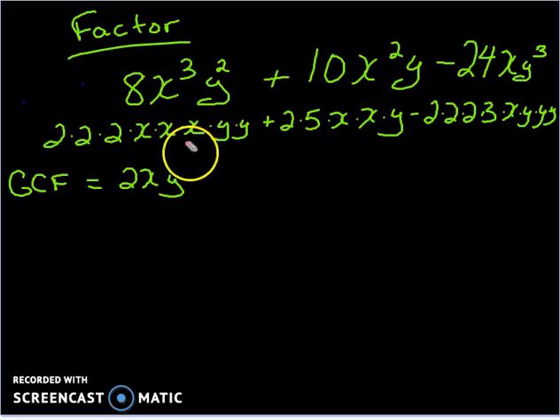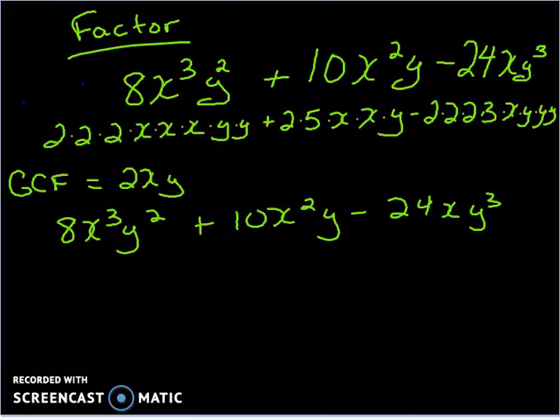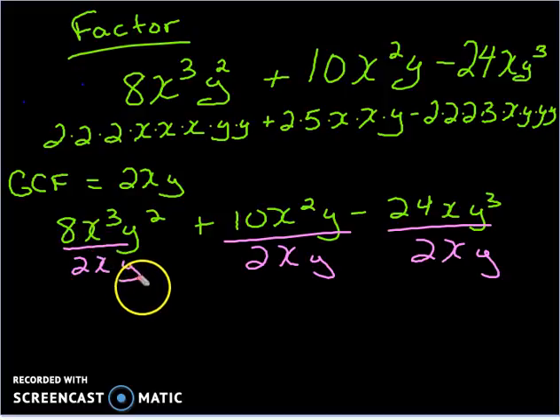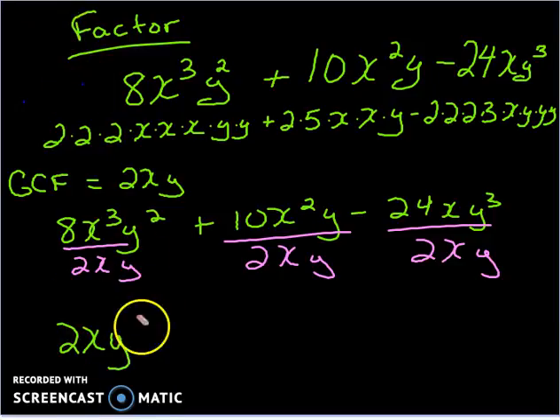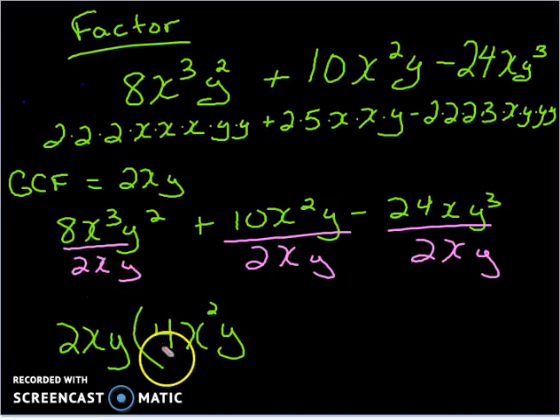All right, so effectively what I'm now going to do is factor out or divide out of each of the 3 terms 2xy. So I'm taking my 3 terms and dividing each one of them individually by 2xy. So 8 divided by 2, x cubed divided by x, and y squared divided by y. When I do that, I end up with my first term, which is my GCF. I'll write that down. I'll slap down the bracket, and then 8 divided by 2 is 4. X cubed divided by x is x squared, and y squared divided by y is y.